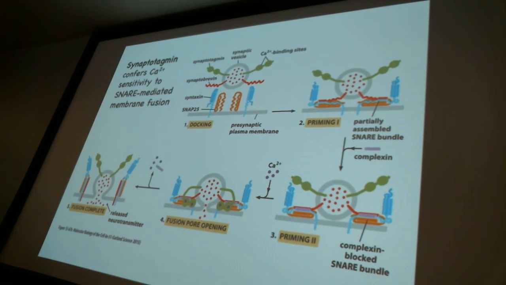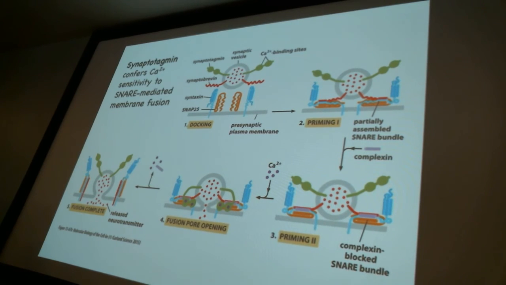So the third winner of the Nobel Prize in 2013 actually was Thomas Südhof, who had for many years worked on this protein synaptotagmin. Synaptotagmin is a calcium sensor. It has two domains that really bind calcium. What he showed in many different types of experiments is that this molecule, synaptotagmin, is residing on the membrane of synaptic vesicles.